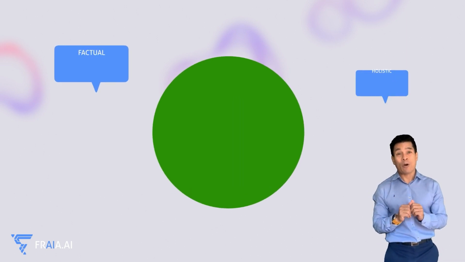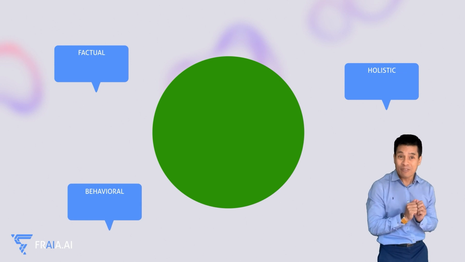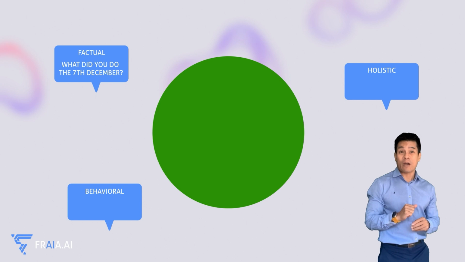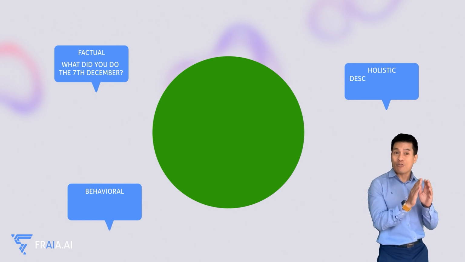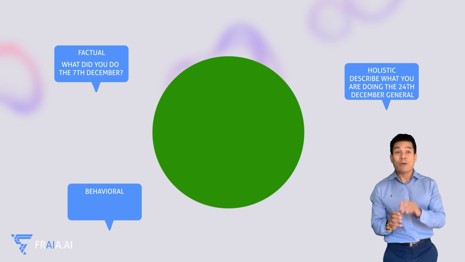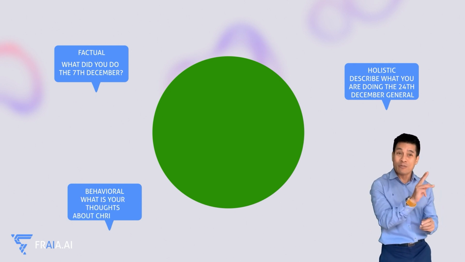Imagine we have different types of queries: factual, holistic, and behavioral. A factual query could be something like, "What did you do on the 7th December?" A holistic one might be, "Describe what you do on the 24th of December in general." And a behavioral query could be, "What are your thoughts on Christmas?"